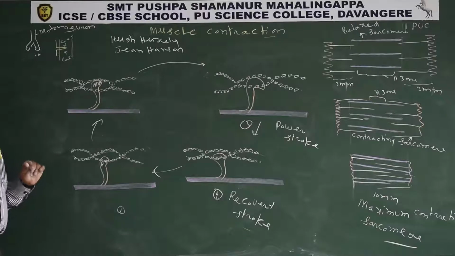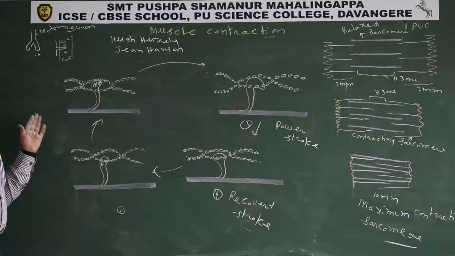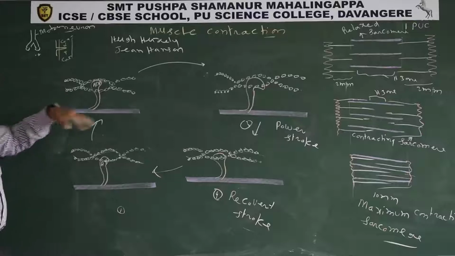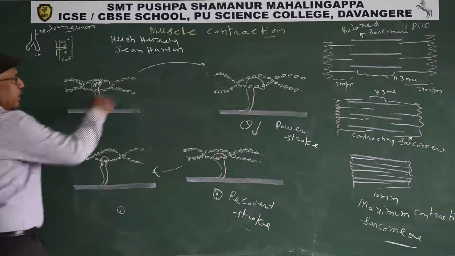Some calcium ions bind to the TNC subunit. When the calcium ions bind to the TNC subunit, the troponin-tropomyosin complex moves away from the active sites.